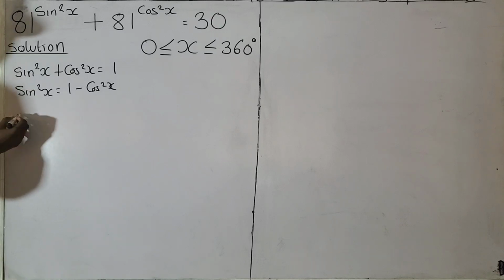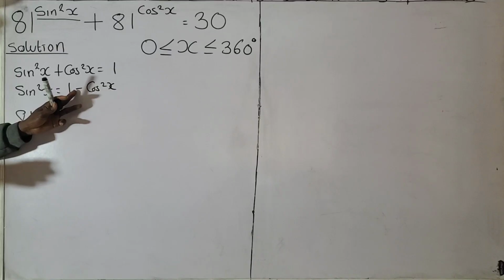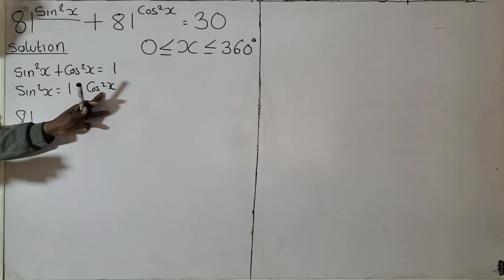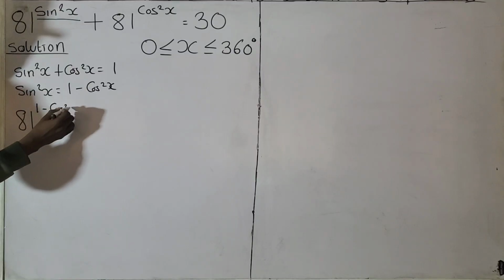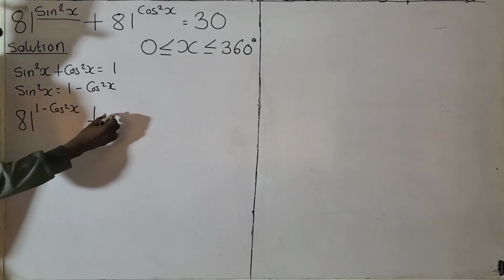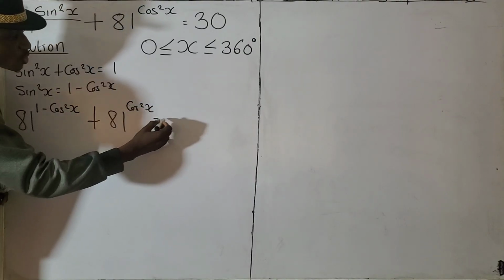So I'm going to have 81 raised to the power of, instead of sin²x, I'm going to replace it as 1 minus cos²x. Are you following? So I'm going to have 1 minus cos²x, plus 81 raised to the power of cos²x equals 30.